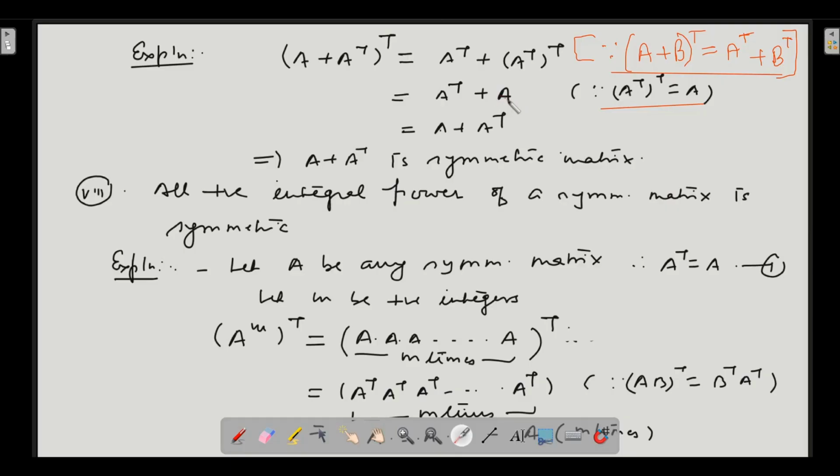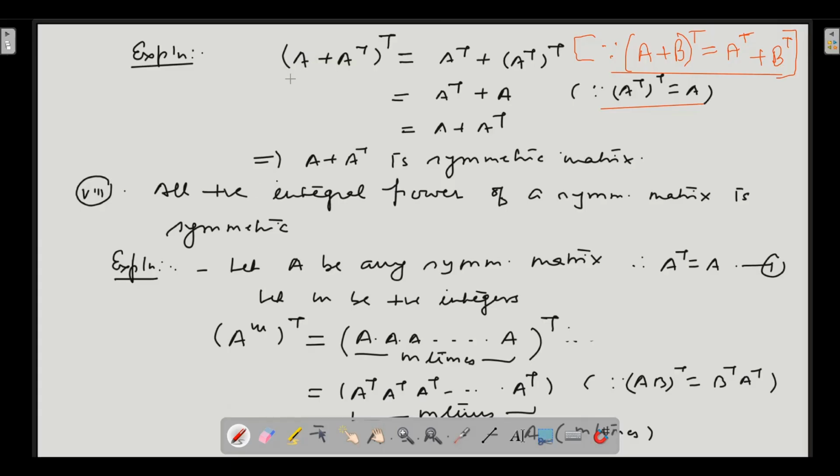Now, A transpose plus A. Reverse the order. You already know that addition is commutative. Addition is commutative means that we can change the order of addition without changing the result. So A transpose plus A becomes A plus A transpose if we change the order of addition.